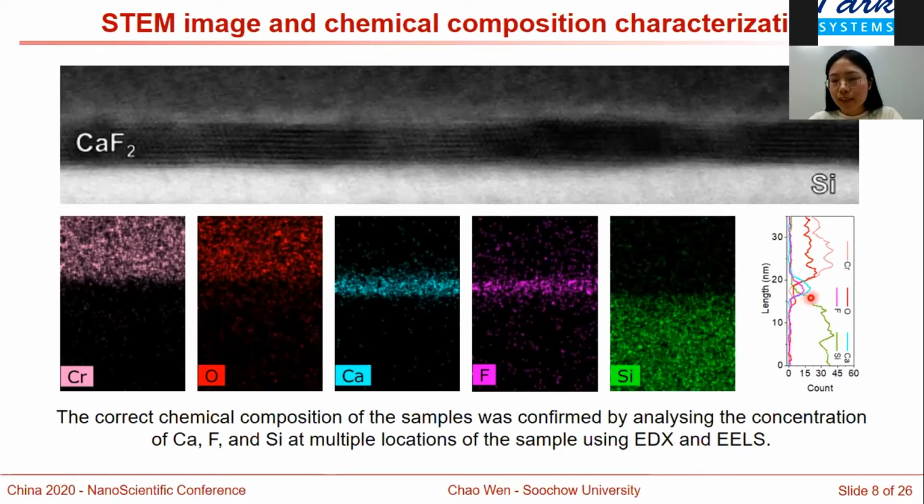And from the EDS profile on the right, we can see that the blue line represents the element calcium and the purple line represents the element fluorine. We can see two obvious peaks of these two elements, which further confirm the right chemical composition of our stack: chromium, calcium fluoride, and silicon.